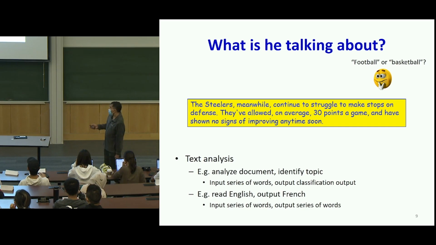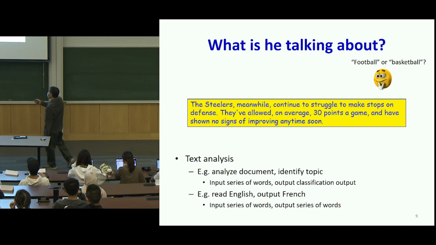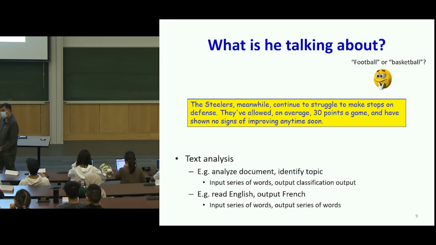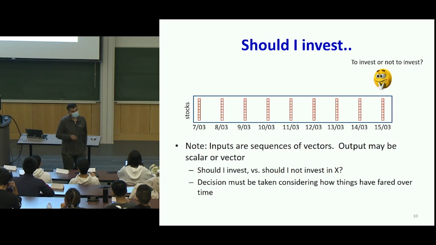You have to analyze a document and identify a topic. So the input is a series of words, and the output is some classification output. Or machine translation. You want to read in a sequence of English words, and you want to output a sequence of whatever was said in French. So in all of these cases, you have to analyze a sequence of inputs and then produce an output.